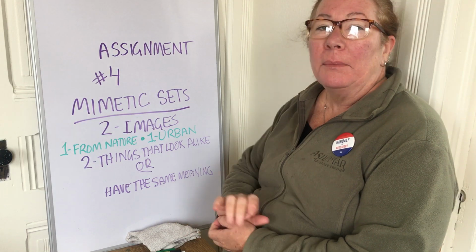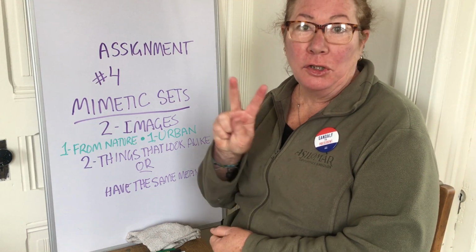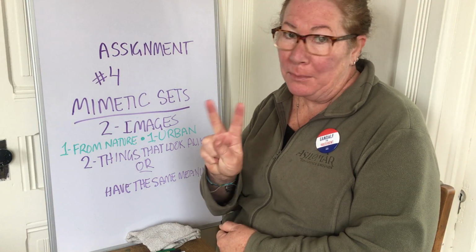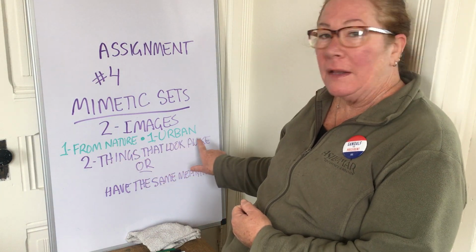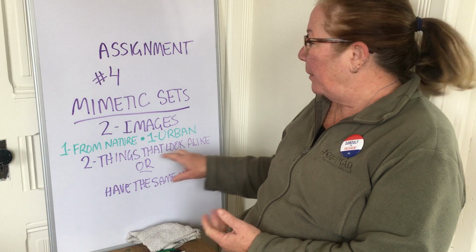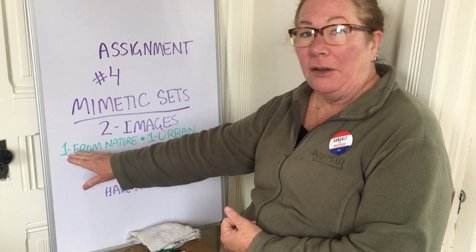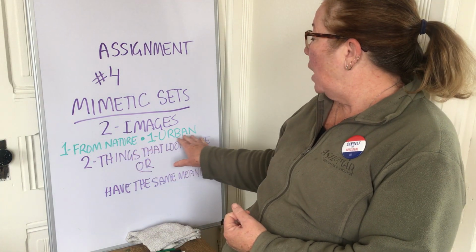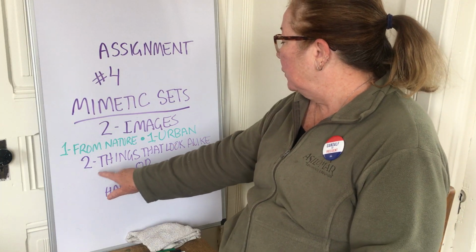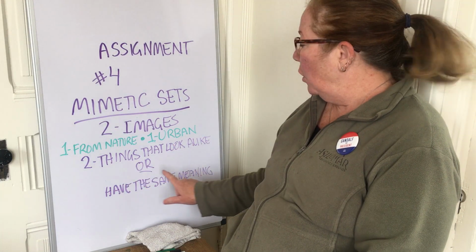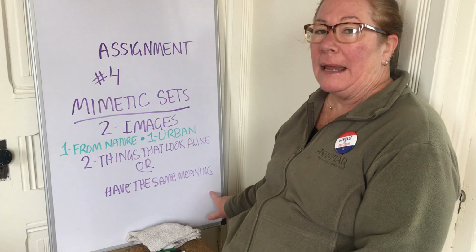Today we're going to talk about assignment number 4, which is mimetic sets. This assignment is going to be 2 images, so don't turn in more than 2 images. One from nature and one that's urban or a cityscape, right? So one natural landscape and one cityscape or urban photograph. So these are 2 things that look alike or have the same meaning.